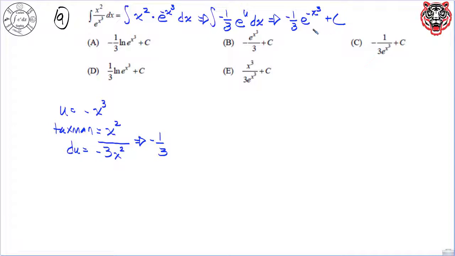Let's see if we can find that in here somewhere. So I'm looking for negative, there it is. So they brought the e to the x to the power of 3 down to the denominator because of the negative power, and it is a negative, and the 3 there matches up with this 3. So the correct answer is C. Moving on to number 10.